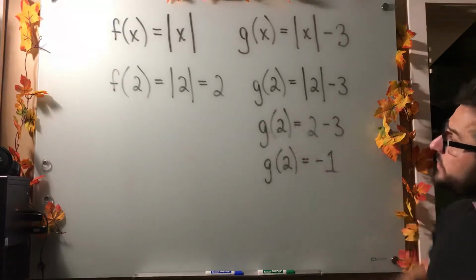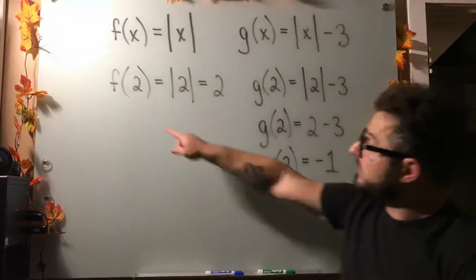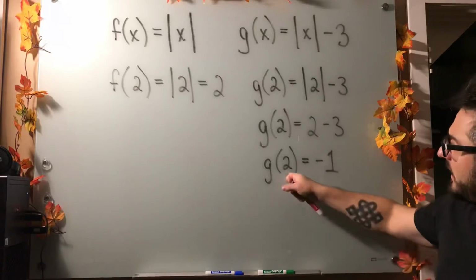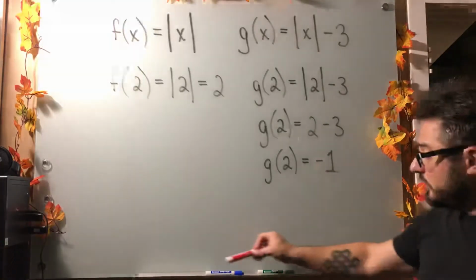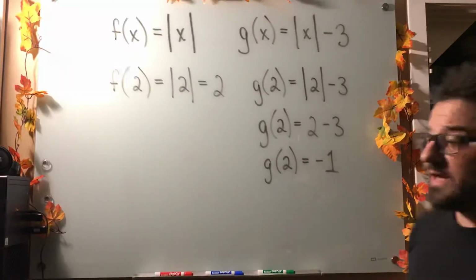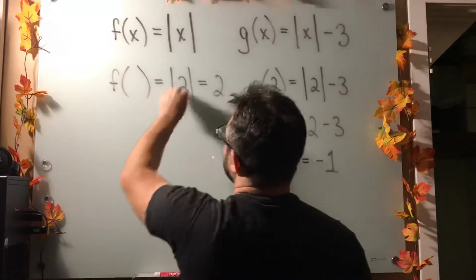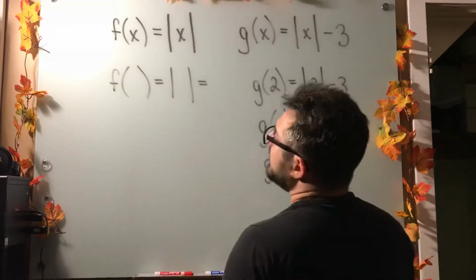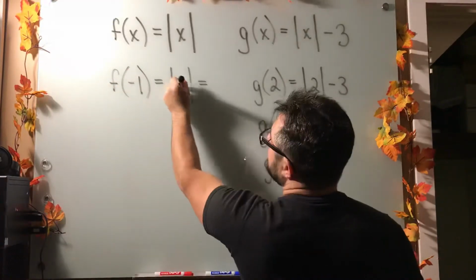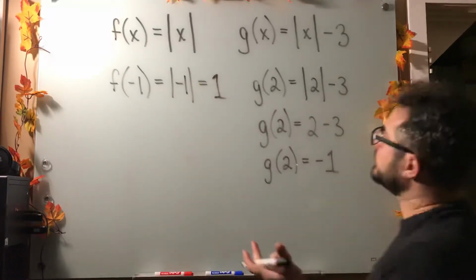Now, I happened to use the x value of 2. On the graph, that would be the original point (2, 2). And produced a new ordered pair for this new function. I could have used any input value in the domain of the function. Let's try, for example, f of -1. Well, the absolute value of -1 is +1, of course.